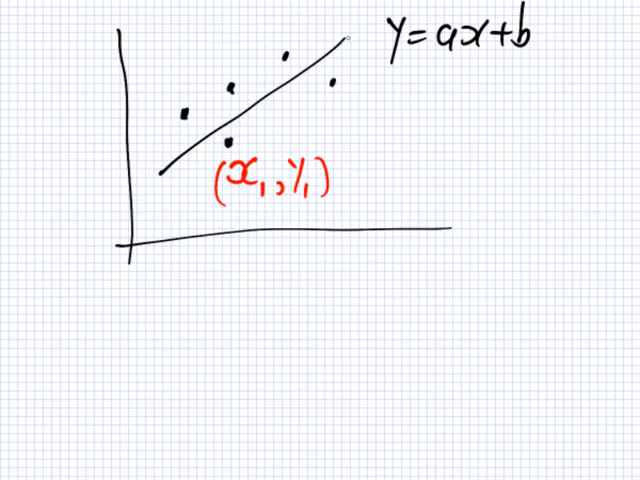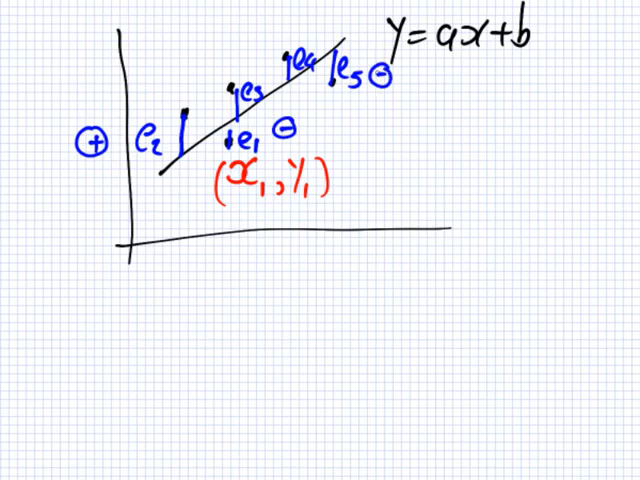So what you're trying to do is if you find all these distances, see in the blue, you want to make this distance minimum. So we'll call these distances, for example, this one is E1 and maybe this one's E2 and this one's E3 and this one's E4 and this one's E5, for example. Now the only problem is this distance will be positive, but these distances here will be negative.